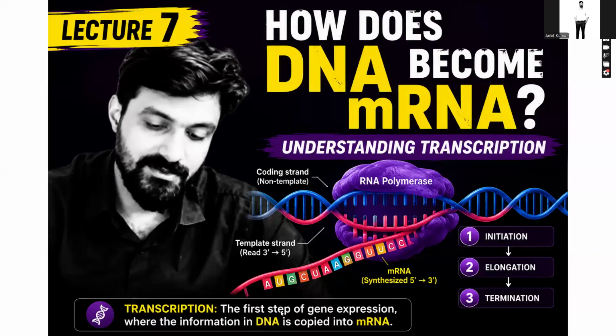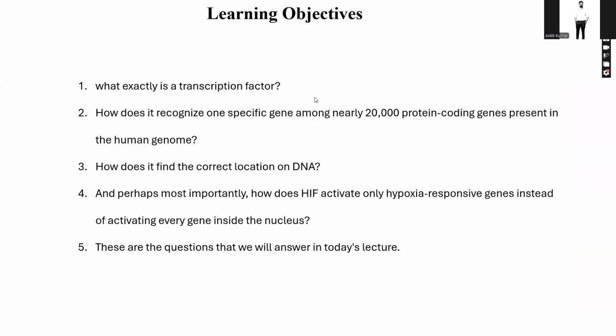As I have told you, transcription is the first step of gene expression, where the information stored in the DNA is copied into the mRNA. So the learning objective of this lecture is to understand what exactly a transcription factor is. This is a very fundamental concept. In order to understand the whole transcription process, we should understand what a transcription factor is. How does it recognize one specific gene among nearly 20,000 protein coding genes present in the human genome? How does it find the correct location on DNA?